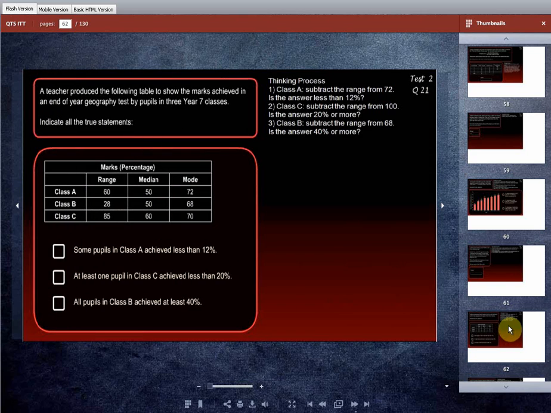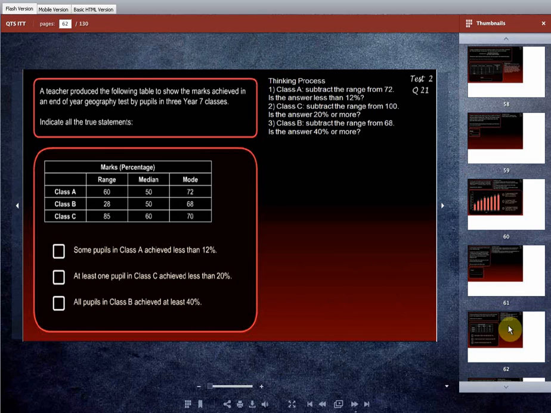Test 2, question 21. A teacher produced the following table to show the marks achieved in an end-of-year geography test by pupils in 3 Year 7 classes. Indicate all the true statements. Some pupils in Class A achieved less than 12%. At least one pupil in Class C achieved less than 20%. All pupils in Class B achieved at least 40%.